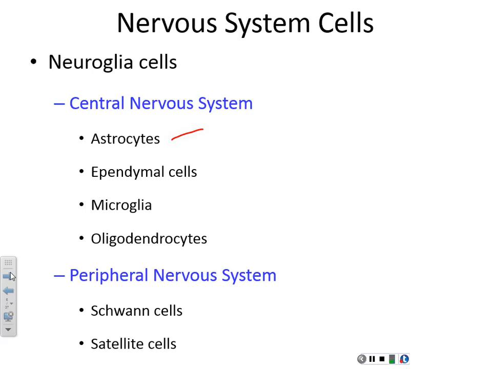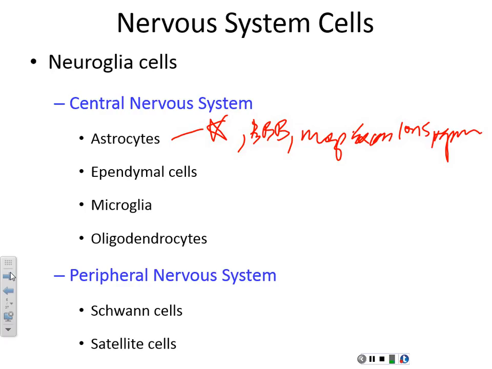Astrocytes, we said they are star-shaped, and we said they do what? Sometimes I might ask for the functions of astrocytes. Remember, they produce the blood-brain barrier. They mop up excess ions, cleaning up after all the action potentials with ions going into and out of the membrane. They clean up, all right? They also do repair.